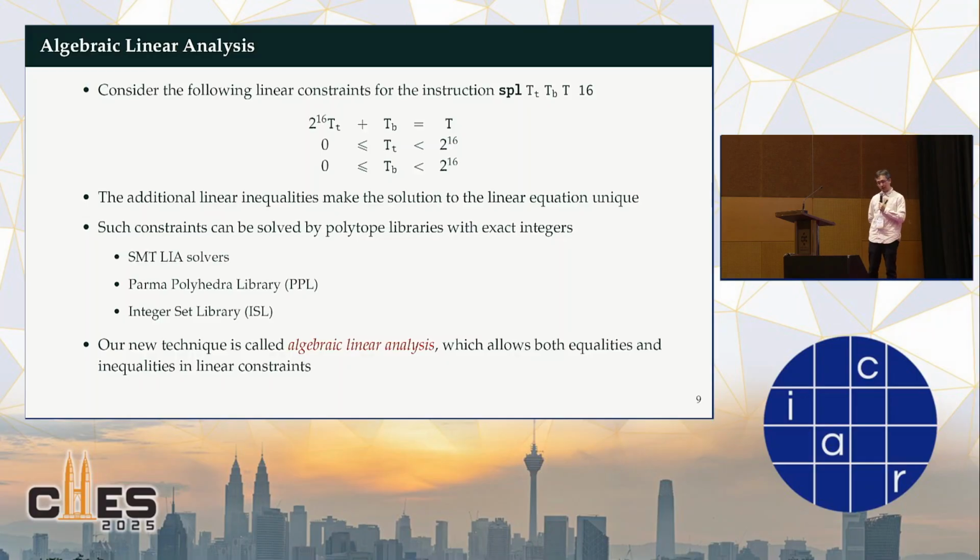So we called our new technique algebraic linear analysis, which allows both equalities and inequalities in linear constraints. But since there are still integer polynomial equations, this analysis is sound under the absence of overflow, same as the algebraic abstraction.